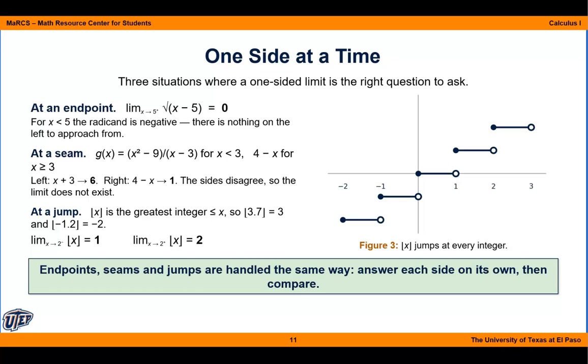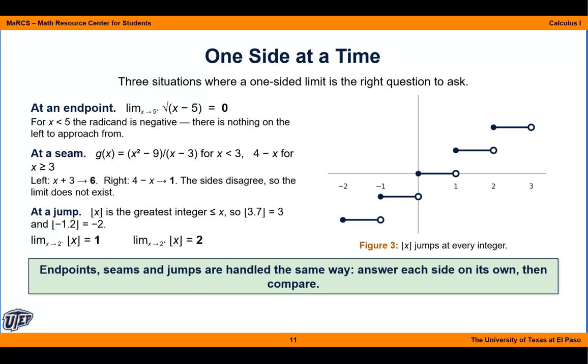The second situation occurs at the seam of a piecewise function. From the left, the limit is 6. From the right, the limit is 1. Because the two one-sided limits disagree, the two-sided limit does not exist. The final example uses the greatest integer function. This function returns the greatest integer less than or equal to the input and jumps at every integer.